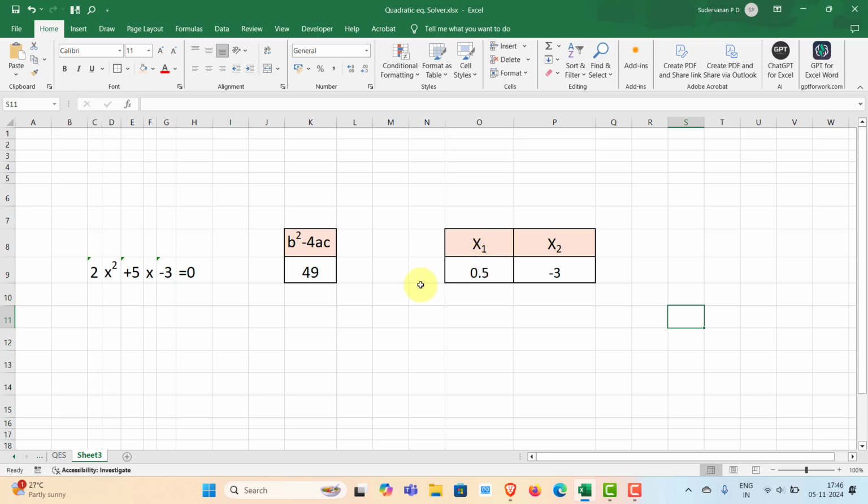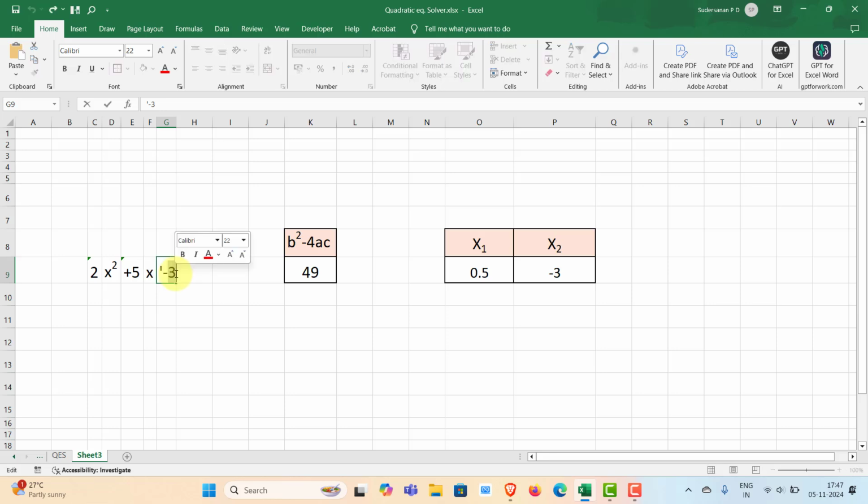So when x is 0.5, you will get 0.5 square, 0.25. 0.25 into 2 is 0.5. And x is 0.5, you get 2.5. 0.5 plus 2.5, you get 3. 3 minus 3 is 0. Then x2 is minus 3. Minus 3 square is 9. 9 into 2, 18. 18 plus, when it is minus 3, 5 into minus 3 is minus 15. So 18 minus 15, you will get 3. 3 minus 3 is 0. So our solution is 0.5 and minus 3.